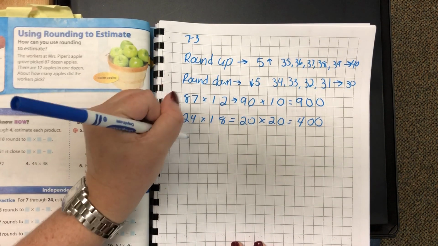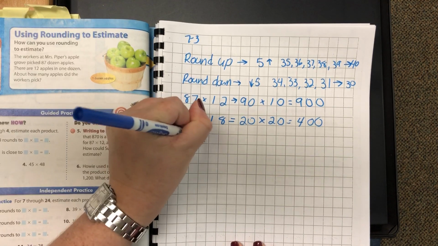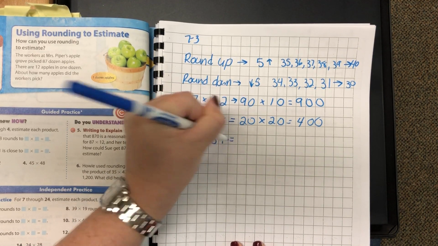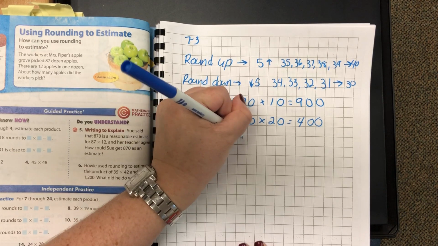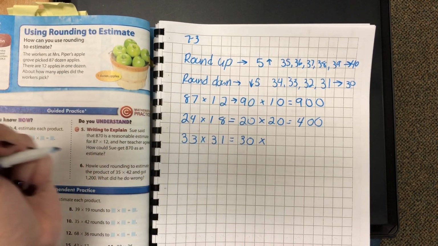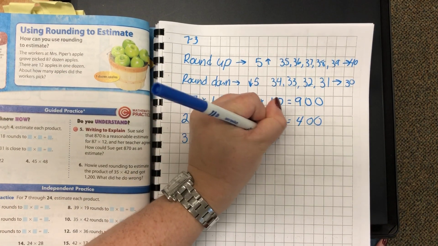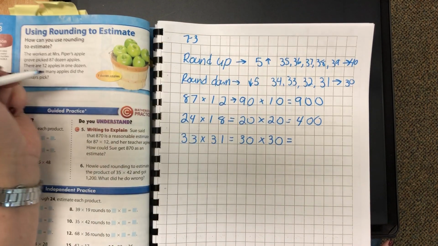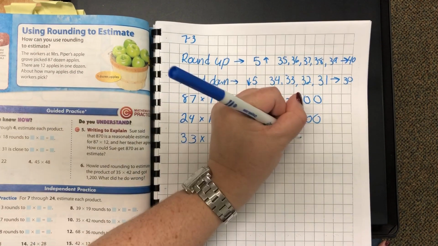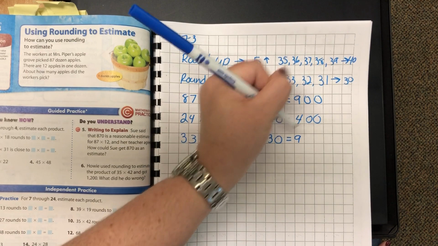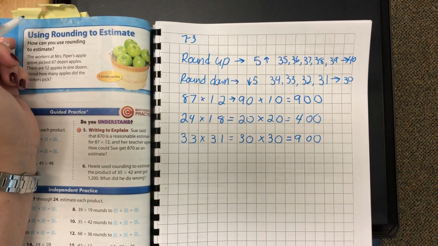33 times 31. Well, 33 gets rounded to 30, and 31 gets rounded to 30. What's 3 times 3? 9. Add my 0, 900.